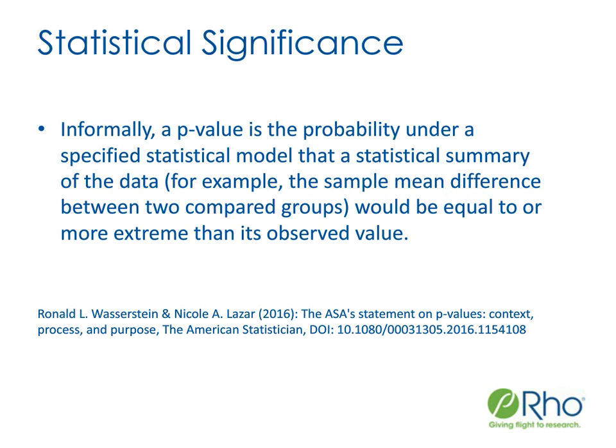Informally, a p-value is the probability under a specified statistical model that a statistical summary of the data, for example, the sample mean difference between two compared groups, would be equal to or more extreme than its observed value. That is, the p-value is the probability of observing a value as extreme or more extreme than what was actually observed if the null hypothesis is true.